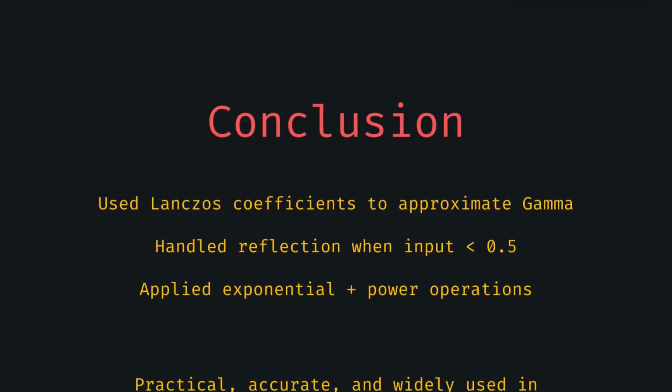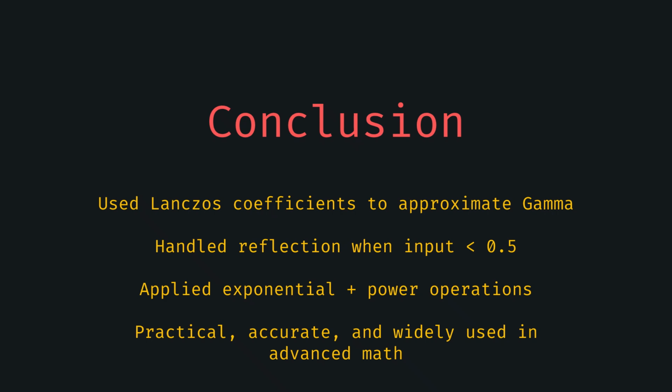To sum up, we've used JavaScript to implement the Lanczos approximation for the gamma function. It works for integers, fractions, and much more, handling everything gracefully. It is fast, elegant, and practical for real-world applications.